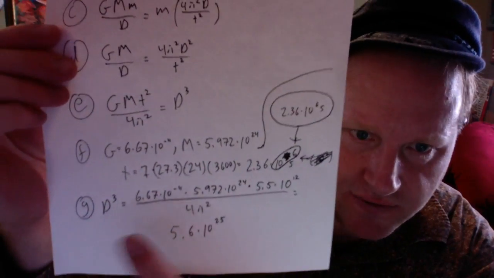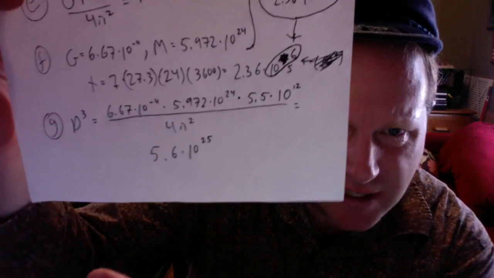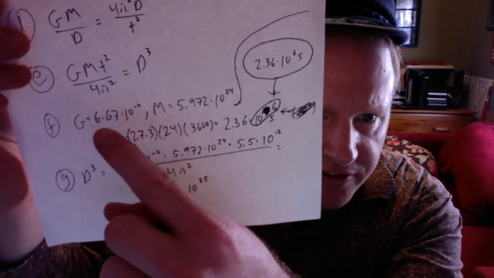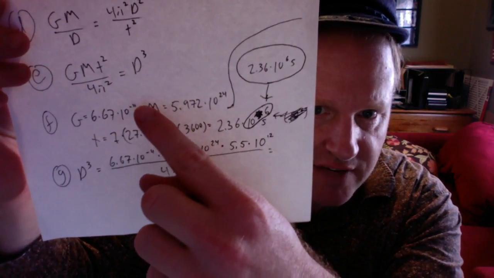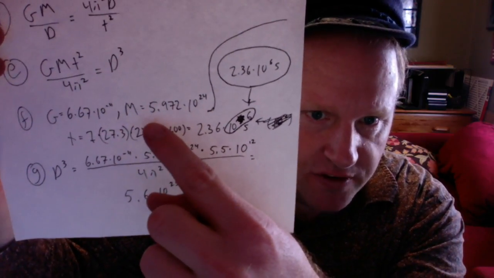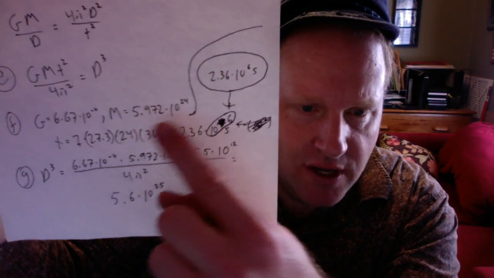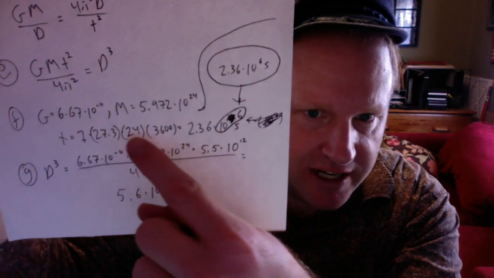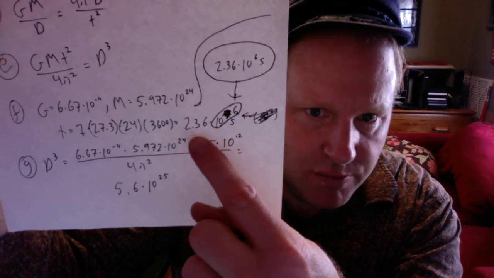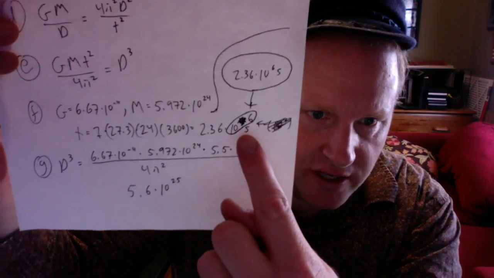And here we have G, the gravitational constant, maybe I can put it up here, is equal to 6.67 times 10 to the negative 11. That's an 11 there, but it's negative 11. Mass of the Earth is 5.972 times 10 to the 24th. And then we calculated the number of seconds in a month, and we got 2.36 times 10 to the 6 seconds in a month. So let's pause here for a minute.